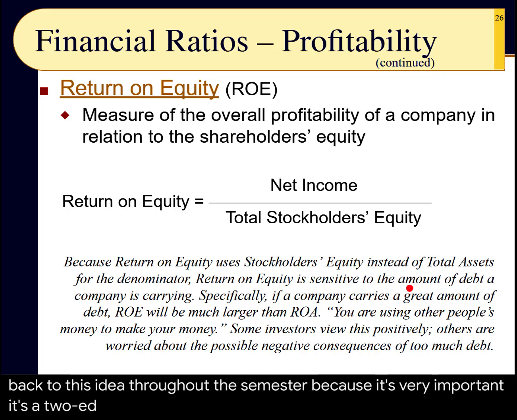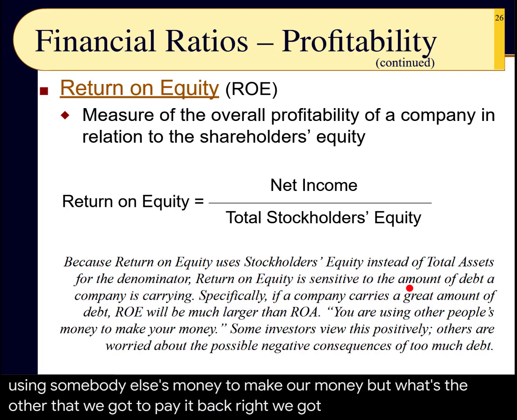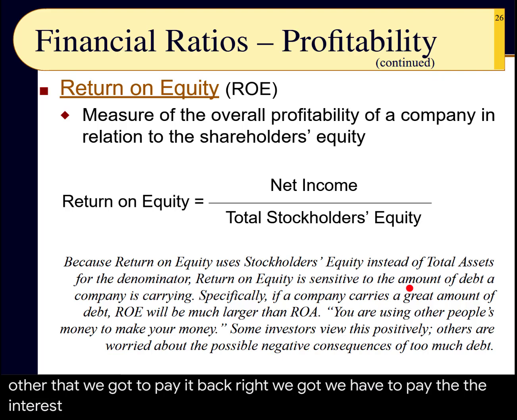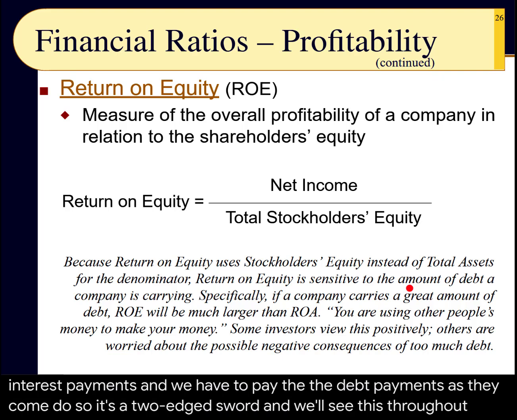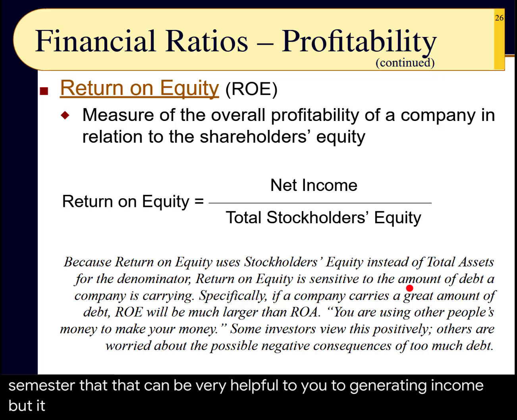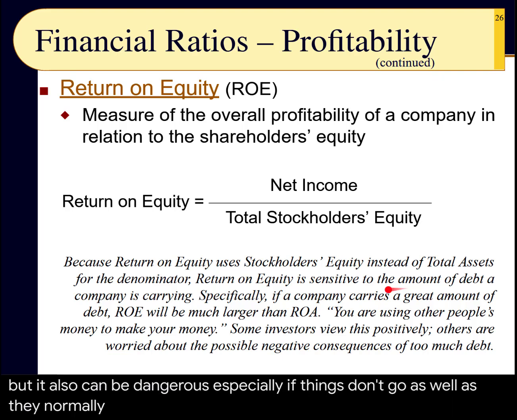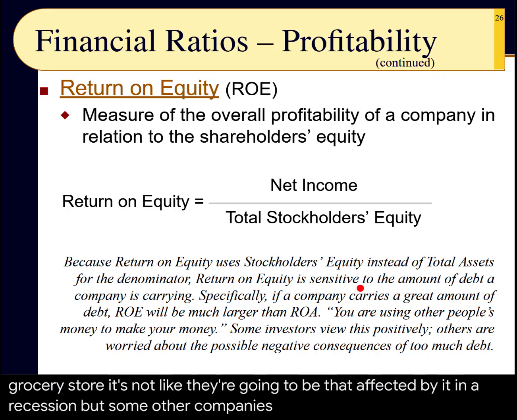It's a two-edged sword. Some investors view this positively. Yeah, we're using somebody else's money to make our money. But what's the other side? We have to pay it back, right? We have to pay the interest payments, and we have to pay the debt payments as they come due. So it's a two-edged sword, and we'll see this throughout the semester, that debt can be very helpful to you in generating income, but it also can be dangerous, especially if things don't go as well as you'd normally expect them to. Well, you're looking at a grocery store. It's not like they're going to be that affected by it in a recession. But some other companies, yeah, they might be.